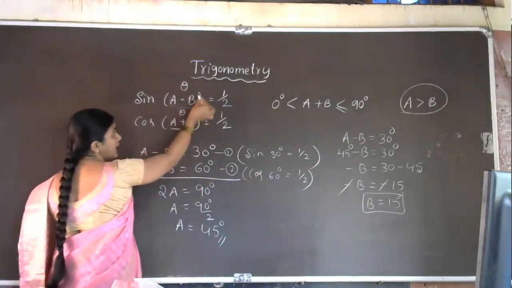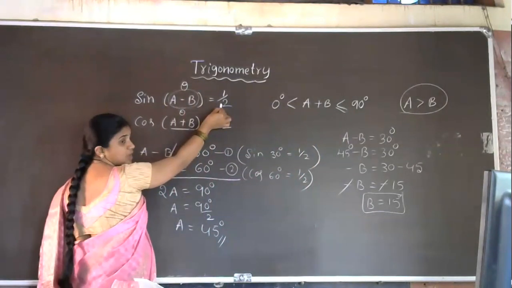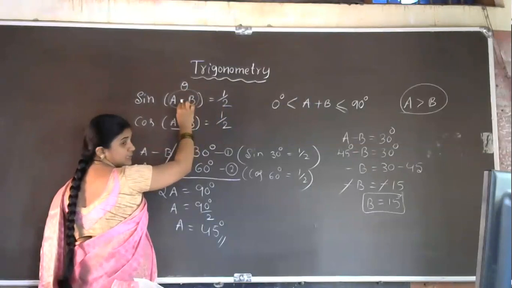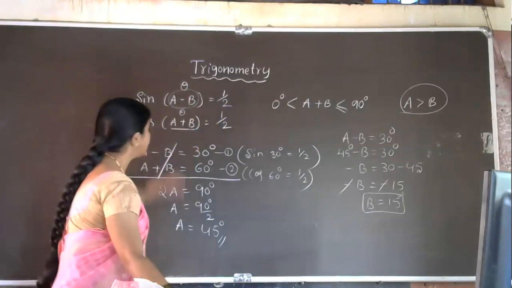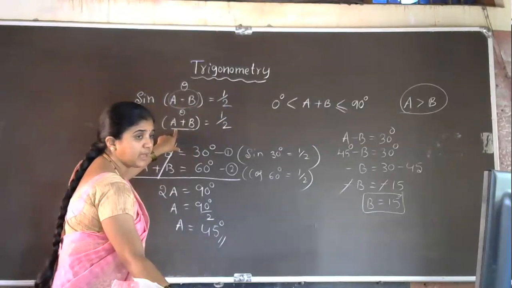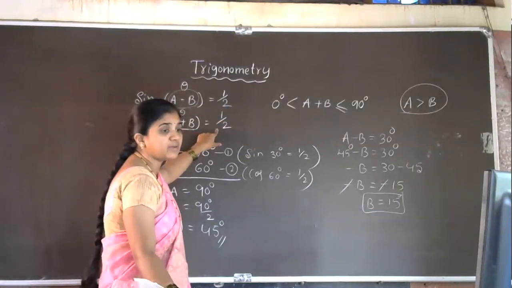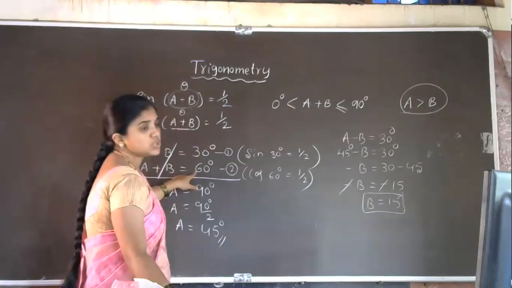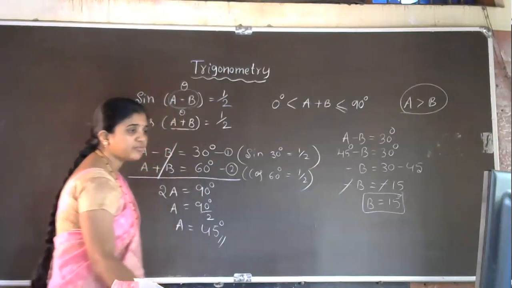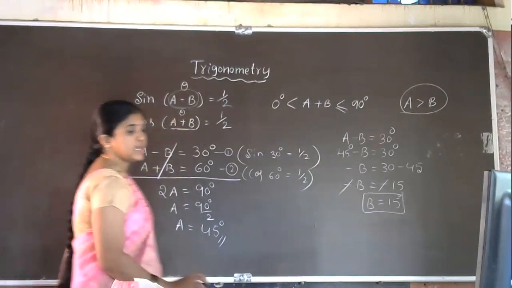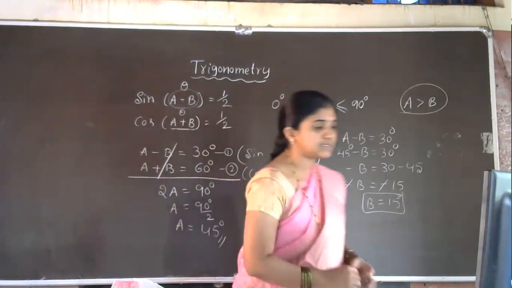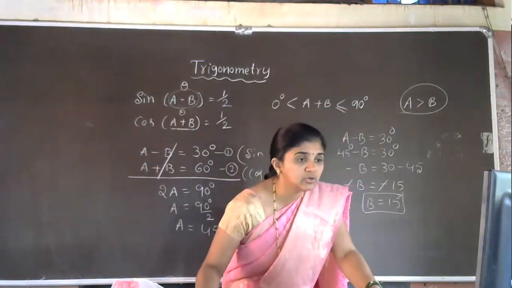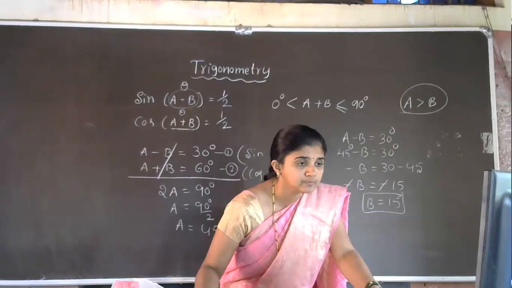See, for what value of A minus B, it is half. That value we have to equate to A minus B. Then for what value of A plus B, this equation becomes half. That value we have to equate to A plus B. Got the idea of this type of problem now, students? Can we continue with the exercise part? Yes, we'll continue exercise part now.